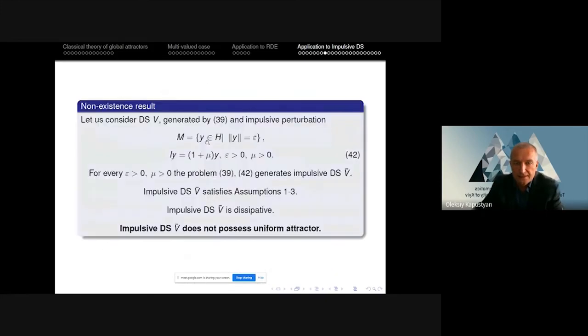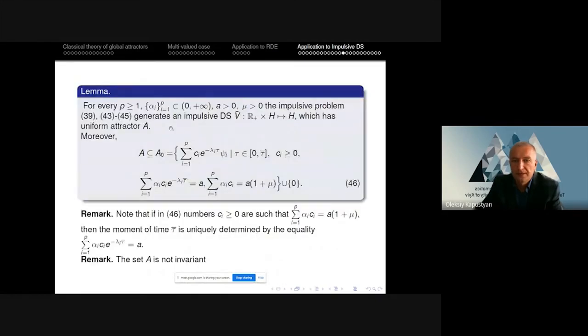But in the general case, I can prove that this evolution problem with these impulsive parameters generates an impulsive dynamical system D bar, which has a uniform attractor, and this attractor can be calculated. In fact, for this attractor, the precise formula can be found. Of course, this is just a calculation, because we have a precise formula for the solution, so there is no problem to calculate how this solution behaves as t tends to infinity.